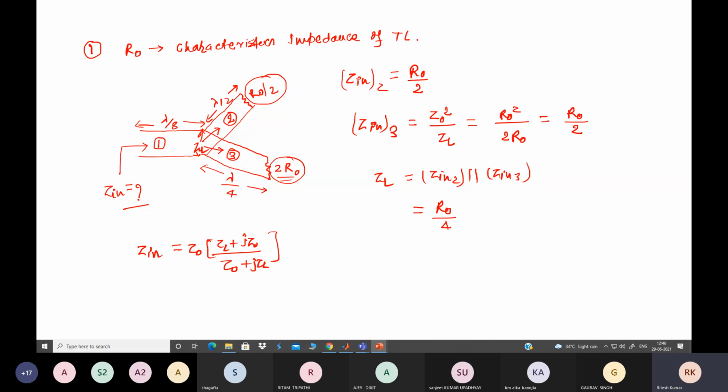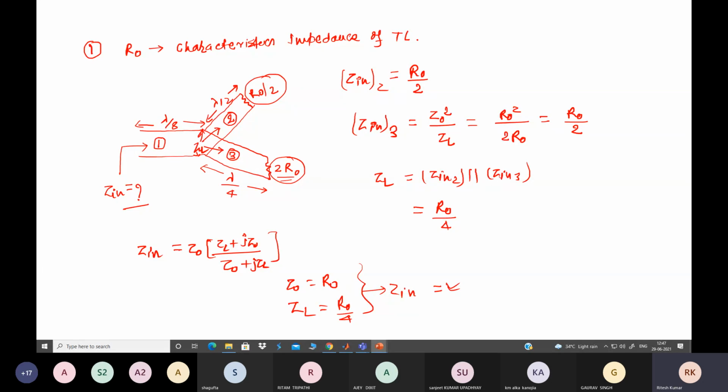Now you can put Z naught is equal to R naught, and ZL is equal to what? Now ZL is equal to R naught by 4. So putting these two values, we can get Z in after simplification. You can simplify this, put this value, and you can get the value here. I am skipping this final result, so try it yourself and write it.